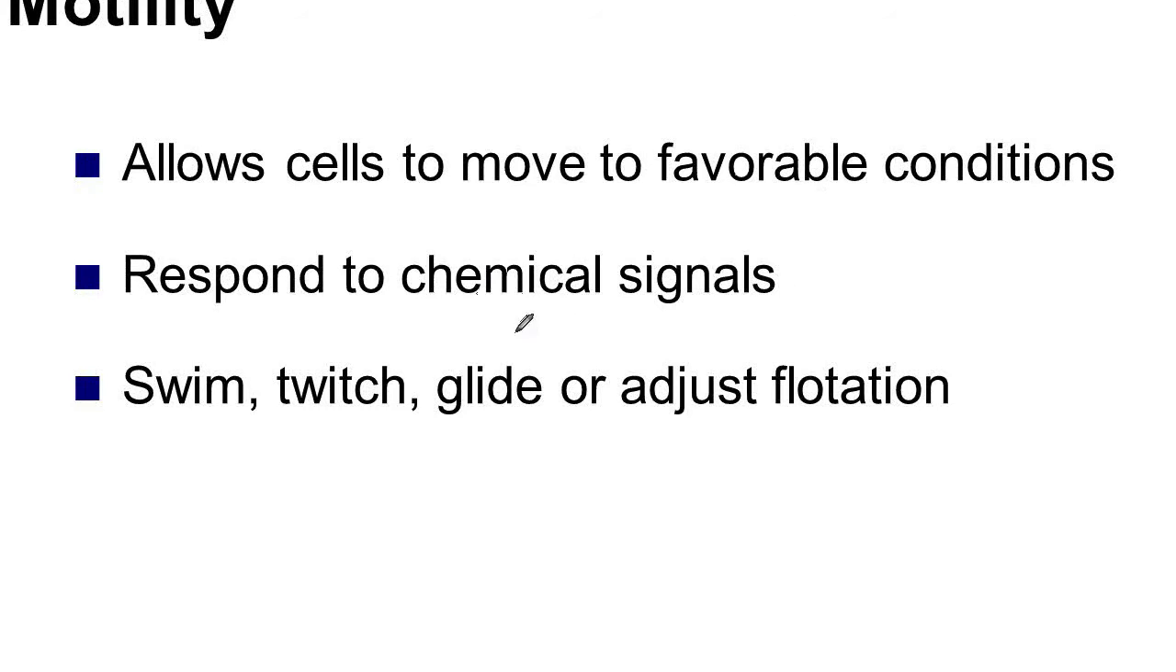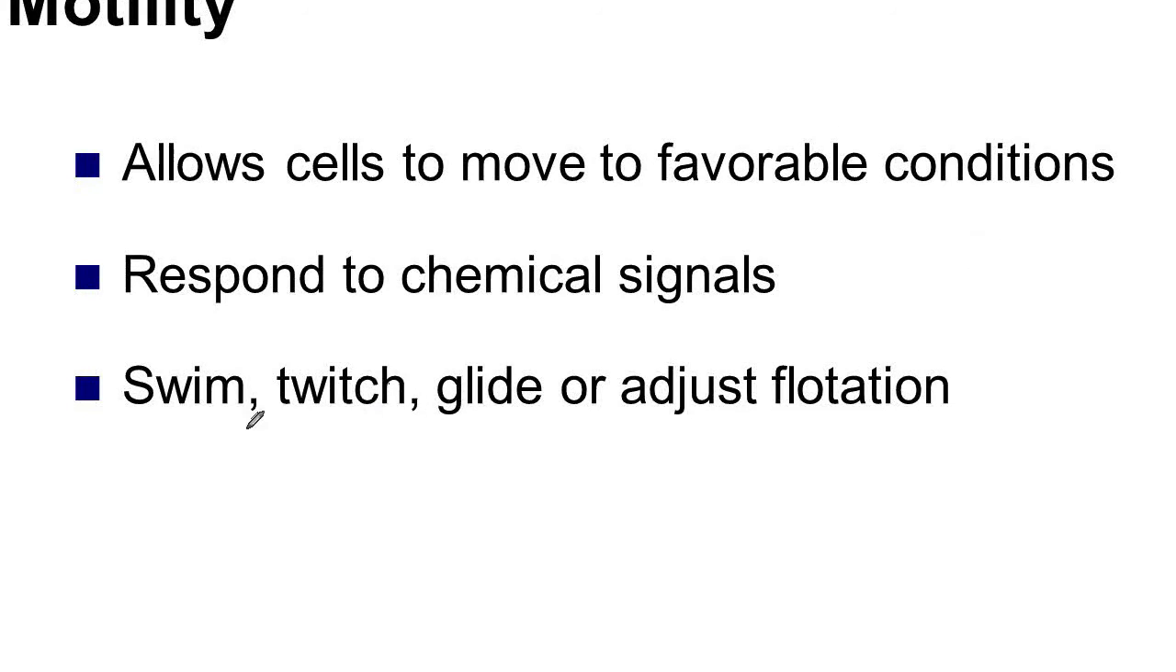They respond to chemical signals. They actually respond to chemical gradients. So if we have a high concentration of a food item or a nutrient and a low concentration over here, bacteria can detect that, notice the gradients, and are drawn toward the high concentration of nutrient.